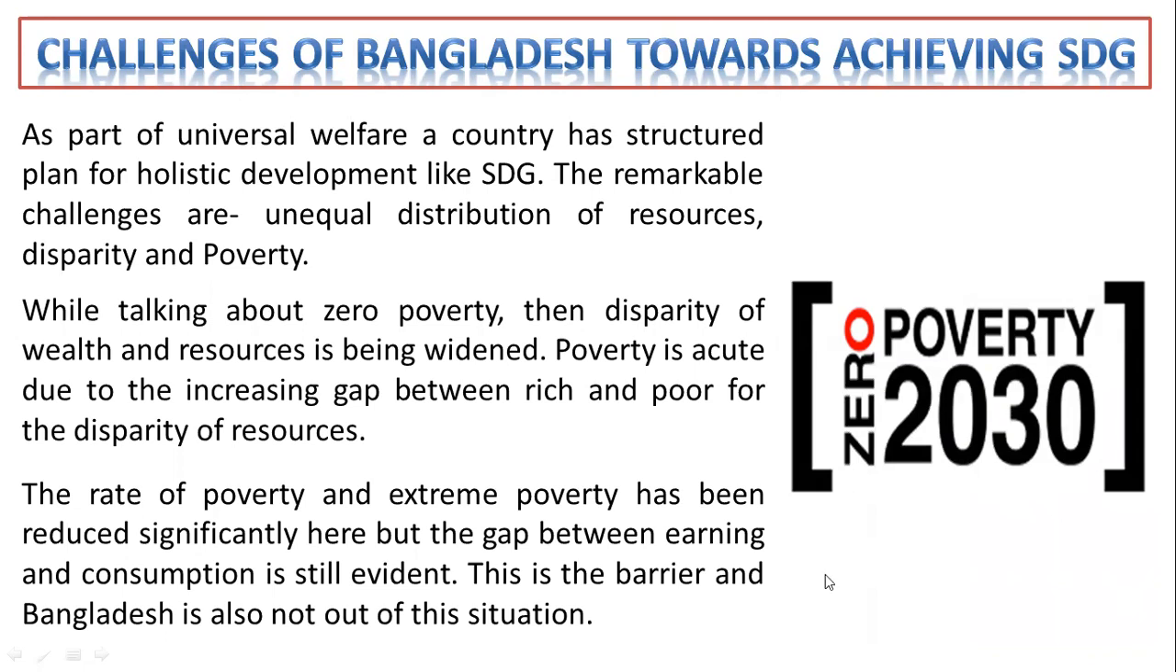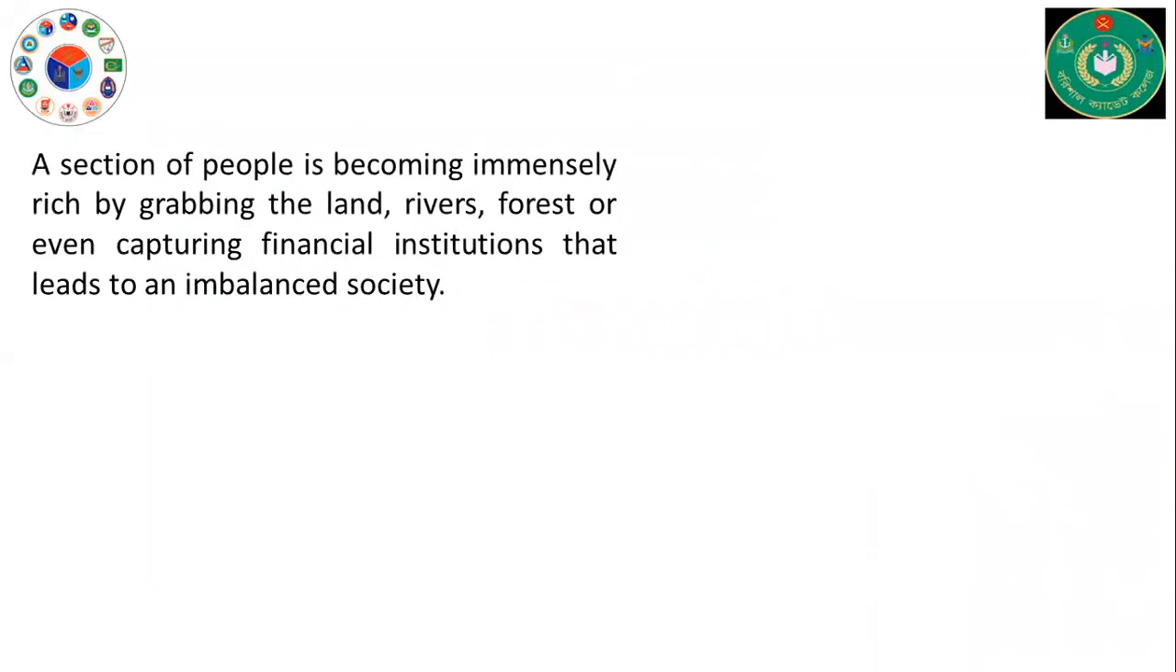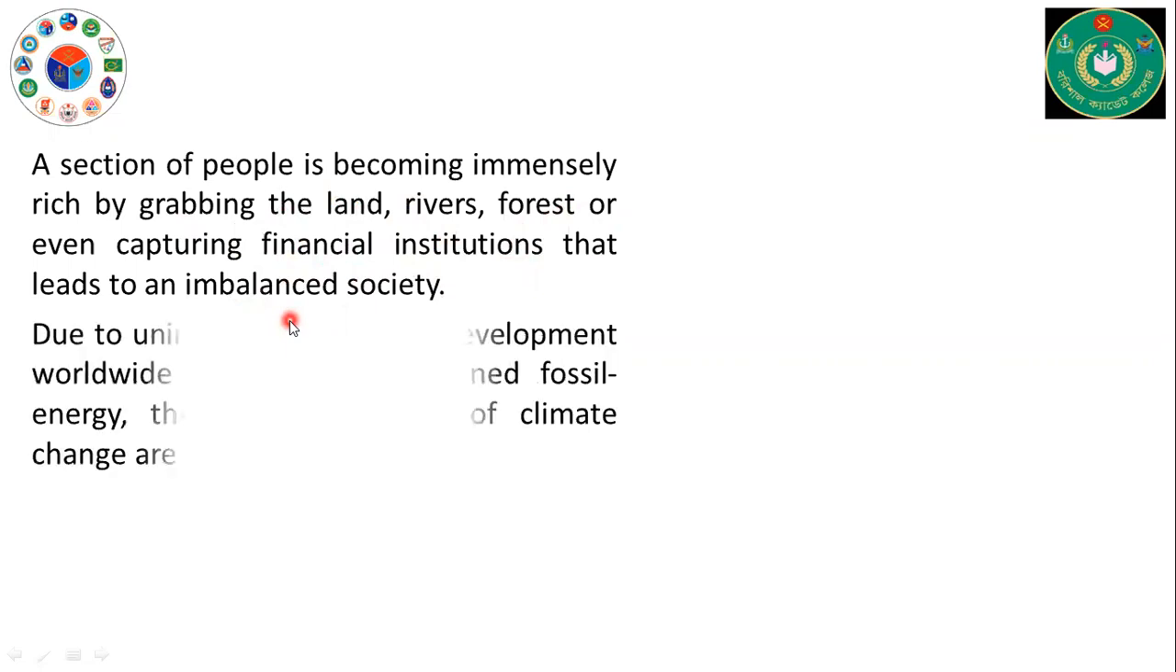The next stage is that a section of people is becoming immensely rich by grabbing the land, rivers, forest, or even capturing financial institutions, and that leads to an imbalanced society. You can see the people who are grabbing this land and the rivers or forest, they are becoming rich through grabbing these resources, and that will increase the imbalance in the society.